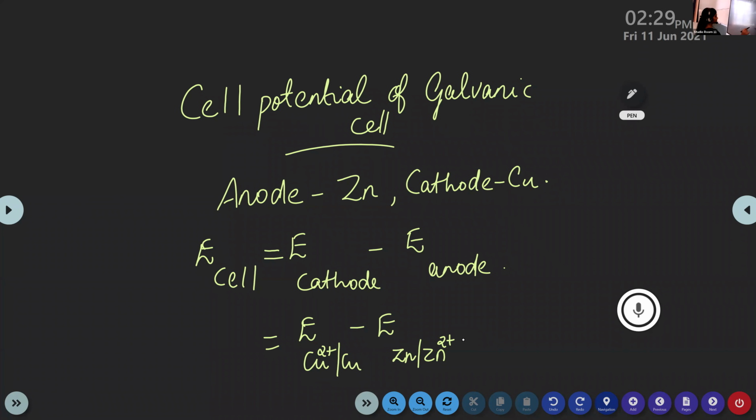So this is the equation to find out the cell potential of each electrochemical cell. All of you got the same answer, right? Aditya? Yes, okay.